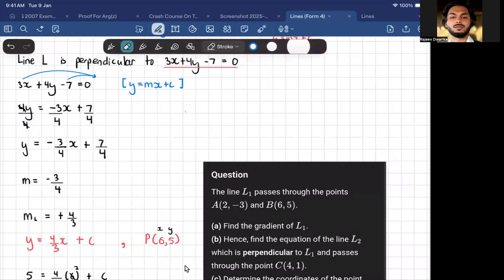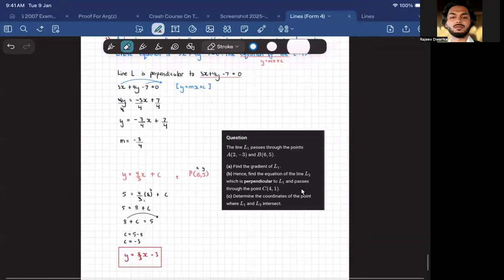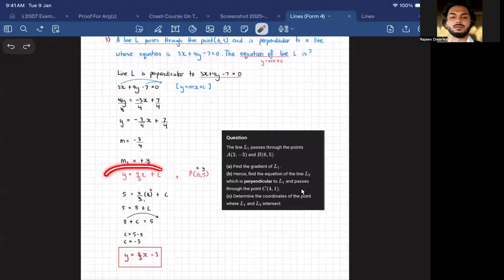All right, so that's the gradient of the second line. Right? And they give you a point. So you just have to follow this, these lines are working and you'll get your answer for sure.